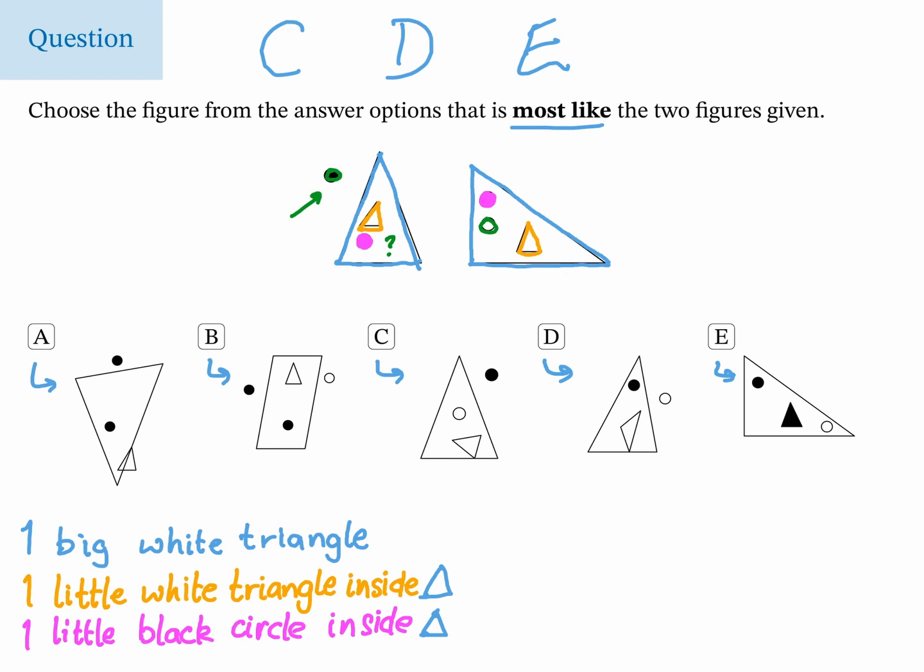So in this type of question, we actually want to ignore that, because what we're looking for as part of the answer to this question is which of the answer options is most like the two figures given. So ideally, the figure that we're looking for would have these three properties. And if it doesn't have all three properties, ideally it would have at least a couple, because that's how we'll decide which one is most similar. So here's what we're going to do. We're going to create a little table.